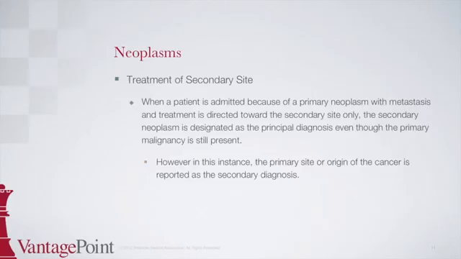If documentation states that a patient has cancer that has metastasized, the sequencing of the primary and secondary malignancies depends on which malignancy is being treated. If the patient comes in for chemo for cancer that metastasized from the prostate to the liver, and the chemo is for the liver cancer, this code would go before the code for the prostate cancer.